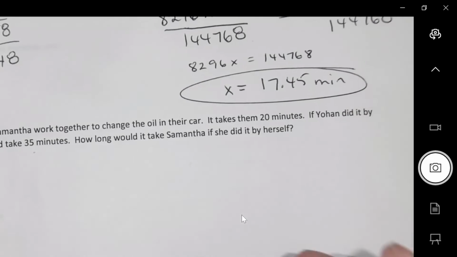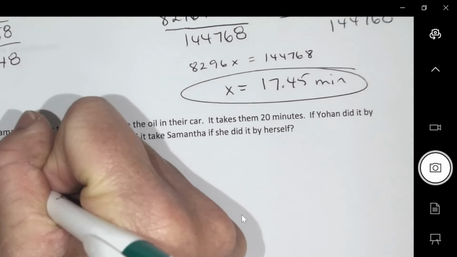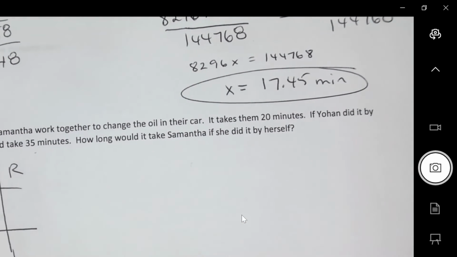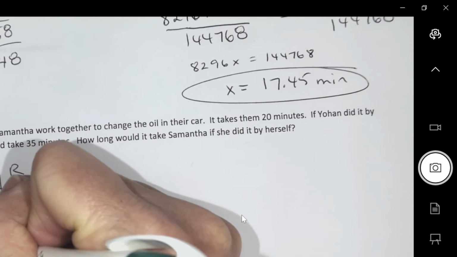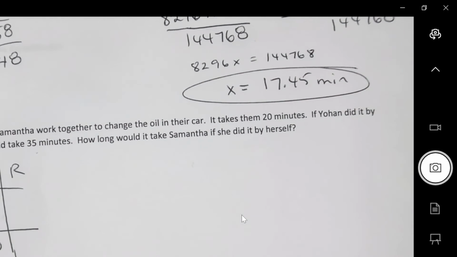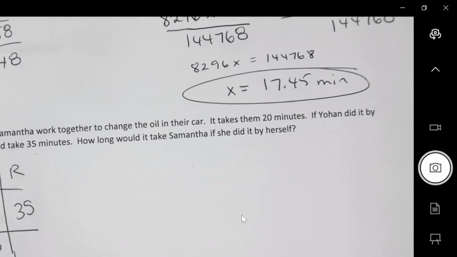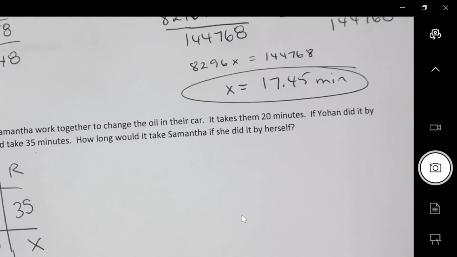Okay, the other question is also a time rate with a Johan and a Samantha. They're changing oil in the car. It takes them 20 minutes. So that's the time they work together, 20 minutes. If Johan did it by himself, it would take 35 minutes. So how long would Samantha take if she did it by herself?